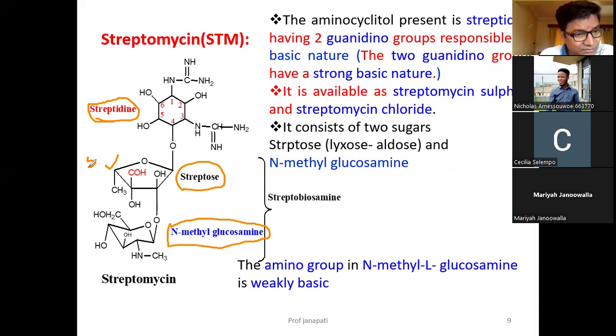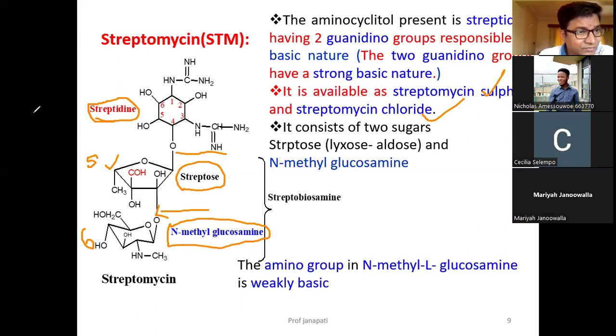This is a 5-membered sugar molecule. This is a 6-membered sugar molecule. How are they linked? You see, this is a glycosidic linkage, and this is also a glycosidic linkage. Streptomycin has the aminocyclitol streptidine, which has guanidino groups. Two guanidino groups are present, so you can make them in a salt form, like hydrochloride or sulfate. So streptomycin is available as streptomycin sulfate as well as streptomycin chloride.